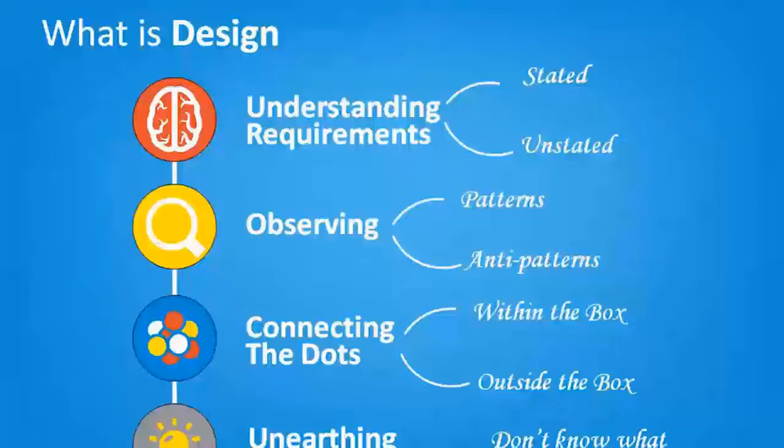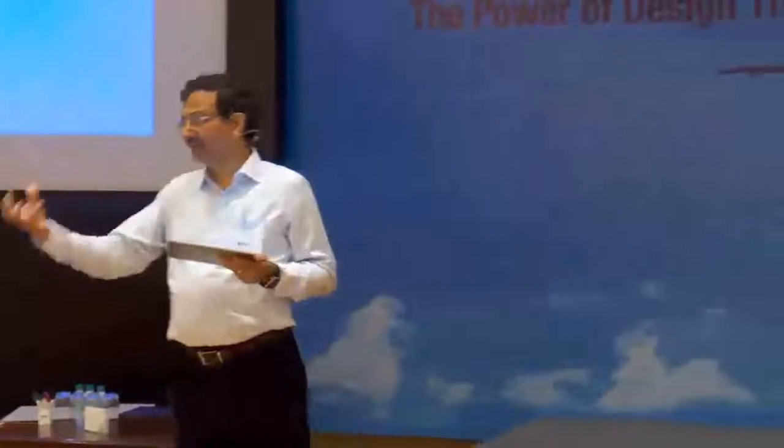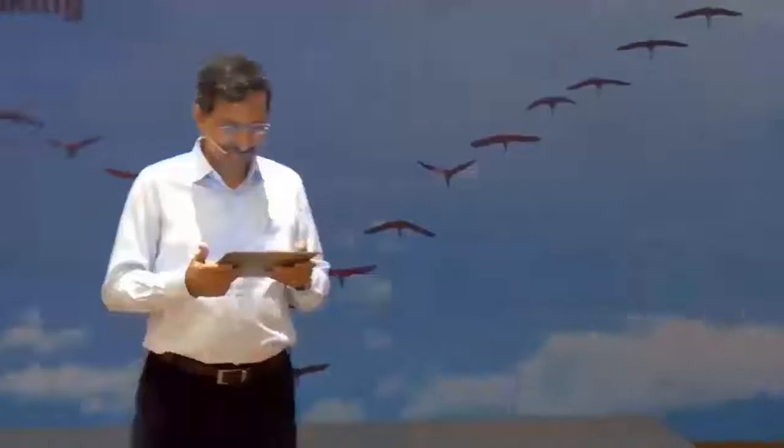So unstated requirement becomes a key element over here in the design, that is, how do you engage the customer, engage the team, whosoever is the product design team. If you are designing a hardware product, software product, business design, you need to understand at this point of time what the unstated needs are. Once you have unstated needs, the next step is observing.